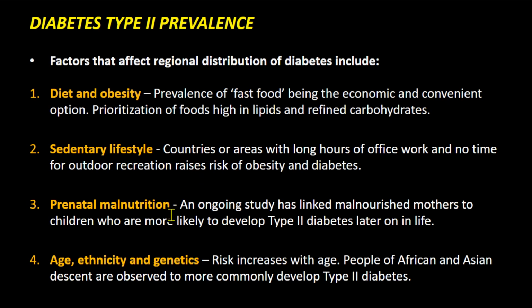3. Prenatal malnutrition. So an ongoing study has linked malnourished mothers to children who are more likely to develop type 2 diabetes later on in life. Then we have age, ethnicity, and genetics. So of course the risk of diabetes type 2 increases with age. People of African and Asian descent are observed to more commonly develop type 2 diabetes.